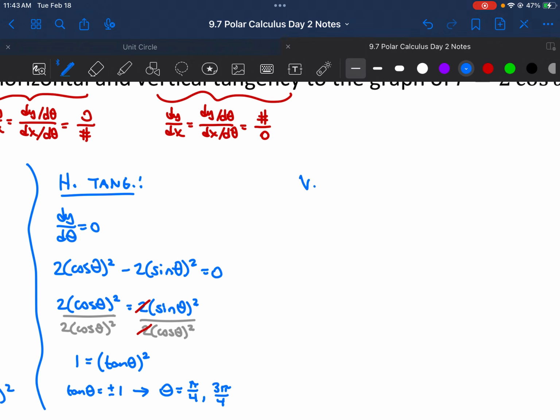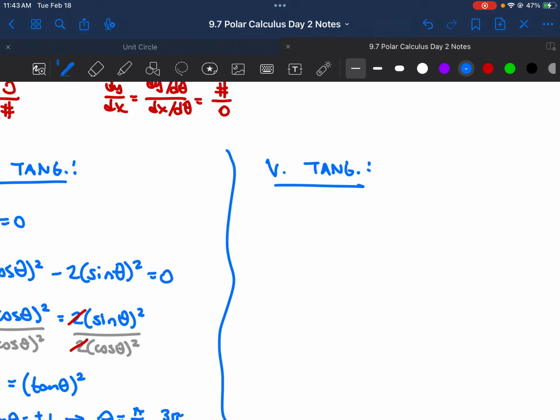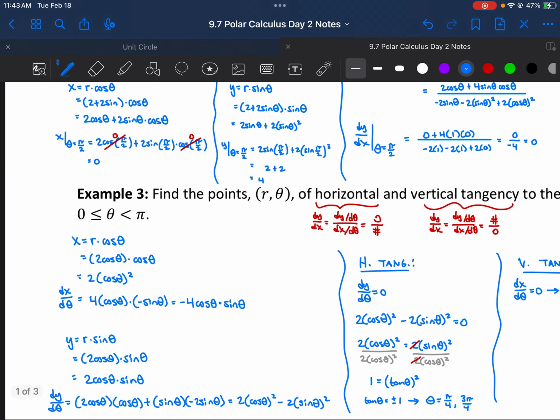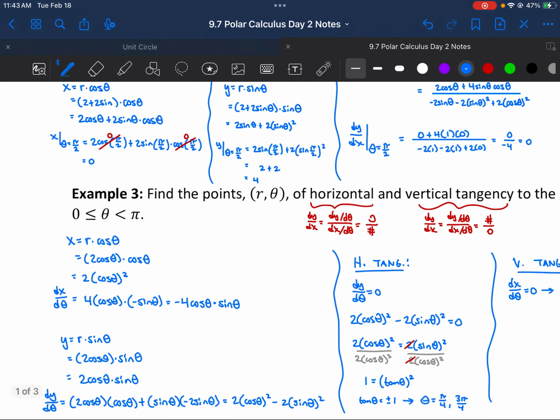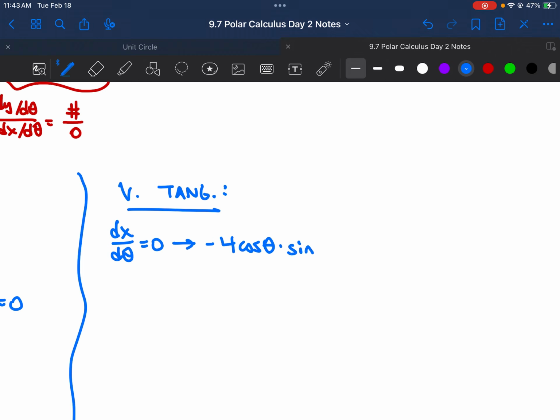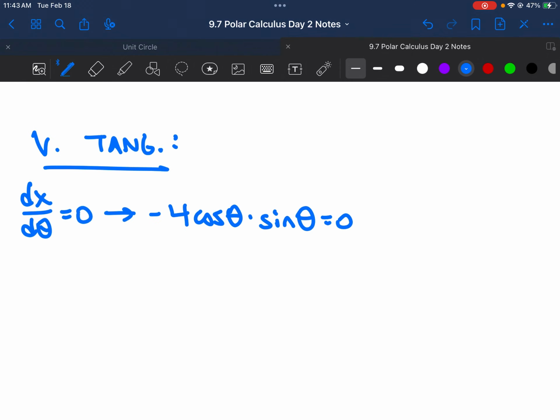For vertical tangency, now we're going to take dx/d theta and set that equal to 0. All right, so dx/d theta we found to be negative 4 cosine theta sine theta. Set this equal to 0. Divide both sides by negative 4.